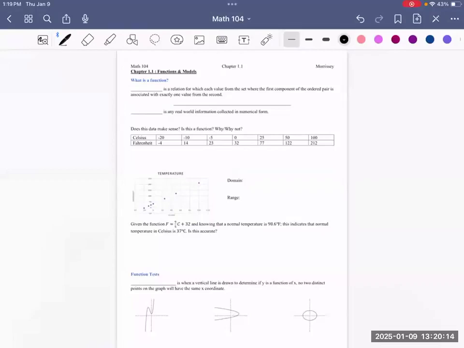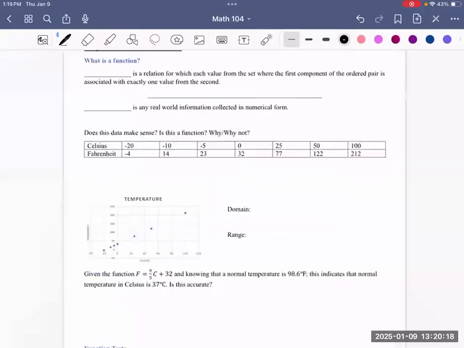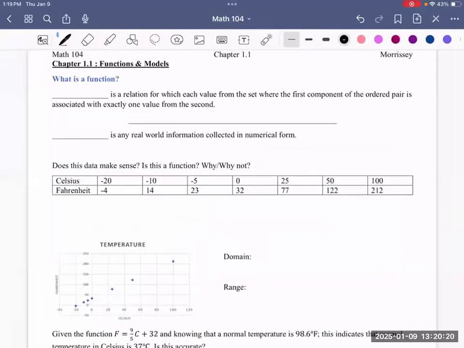Welcome to Math 104, Chapter 1.1, where we talk about functions and models. So what is a function? We might hear that word quite often in this class, and maybe you've heard it from previous math classes and still have no idea what the takeaway is, even after a definition is given.